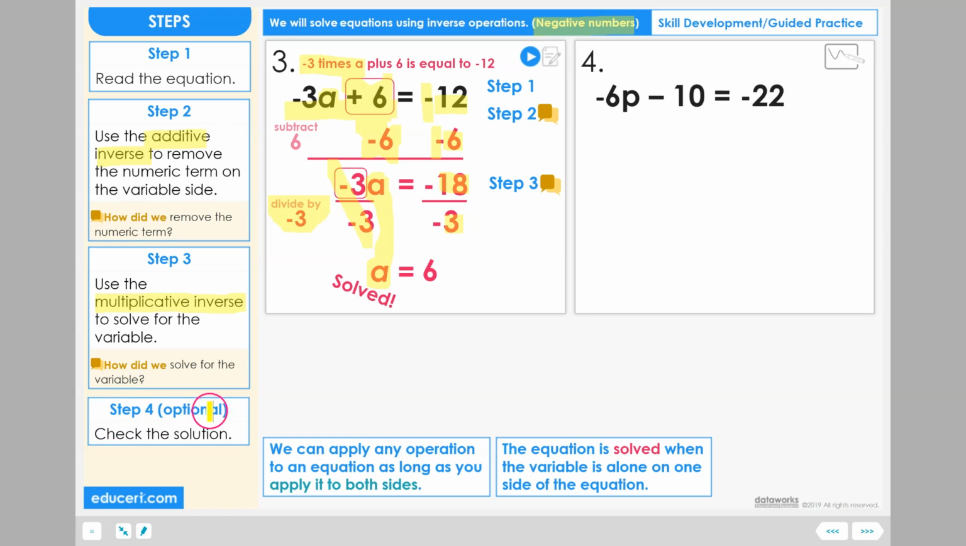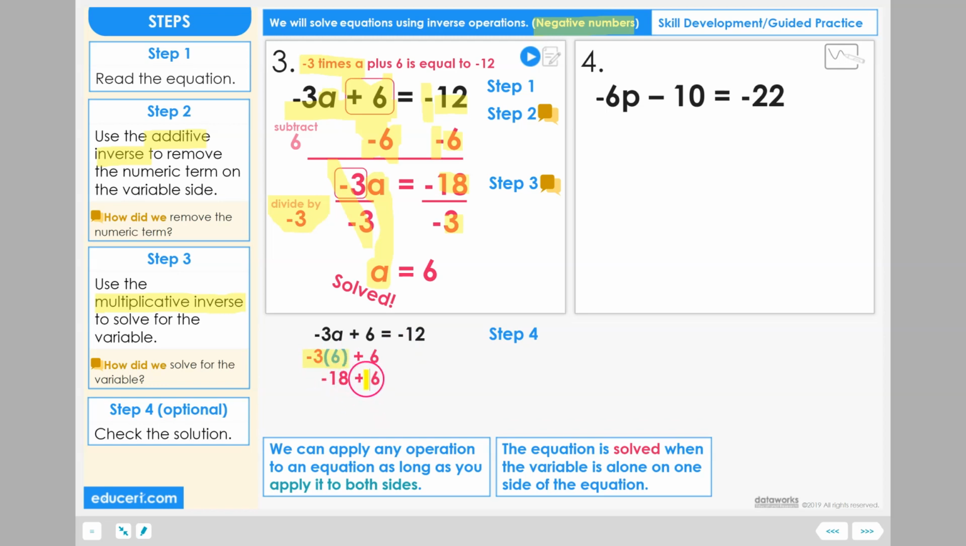Step 4 is optional. Check the solution. So if we have our original equation, we take the value 6 and place it in where the variable a was, then we will have a negative 3 times 6 plus 6, and we want to know, does this equal negative 12? So we continue in our calculation. Negative 3 times positive 6 equals a negative 18.